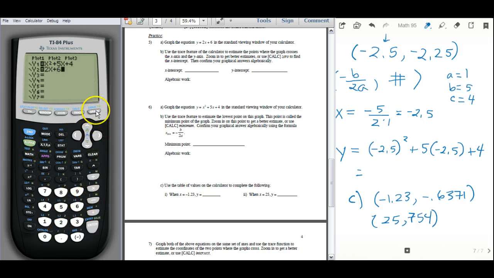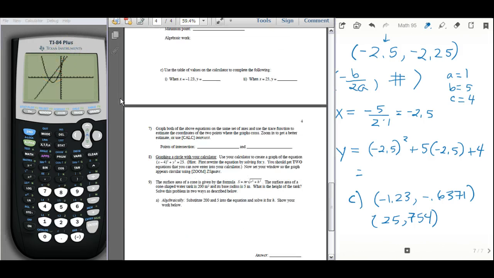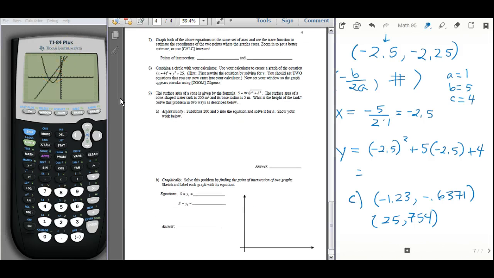Okay, and if I hit graph right now, remember I'm in that zoomed in level where I was looking at the vertex of the parabola, so I'm not going to see a nice pretty picture. Let's go to zoom standard. So zoom standard is zoom 6. And there's the parabola. It's graphing it first because that's y1. There's the line. It's graphing that second because that's y2. Okay, now let's go down to number 7 and see what it wants us to do.